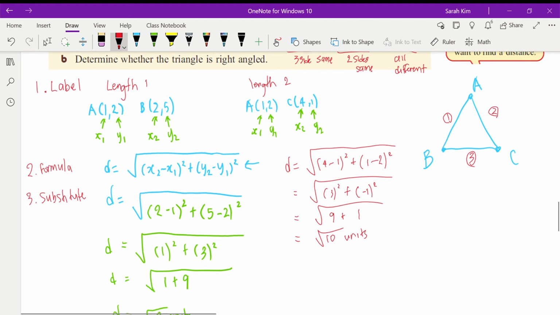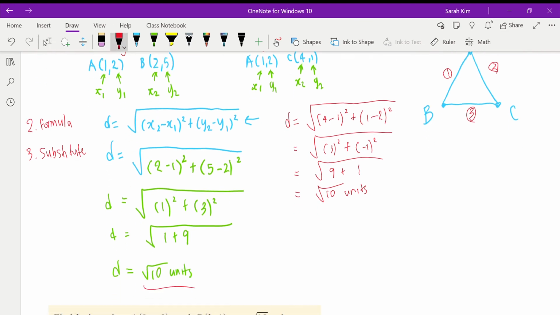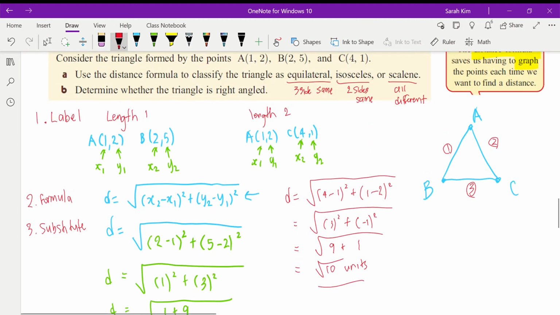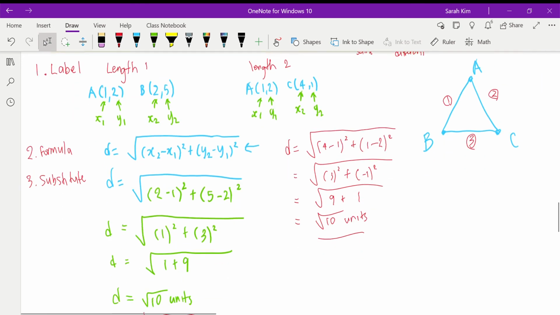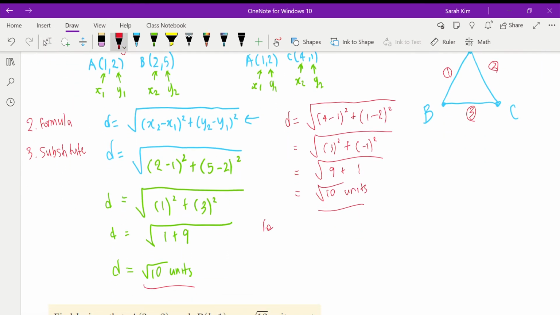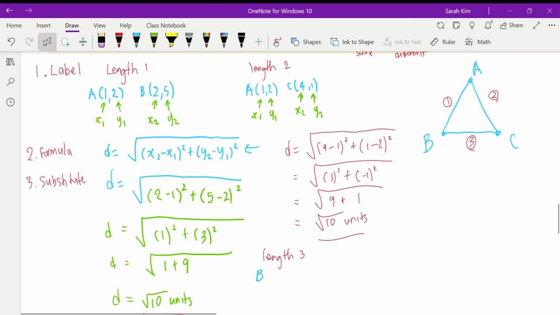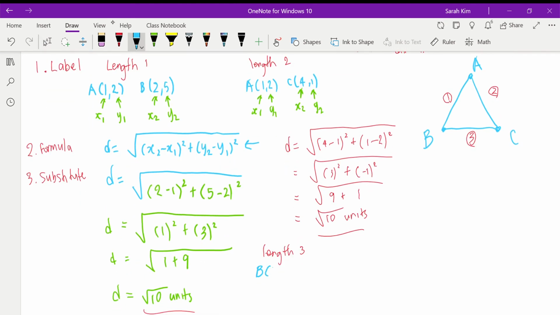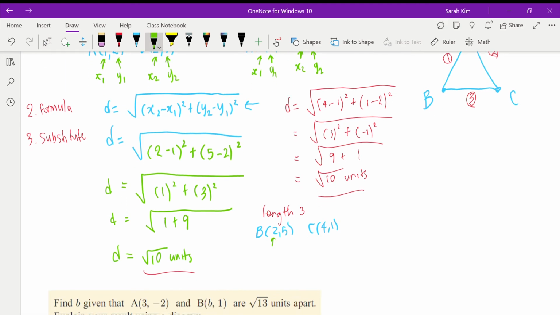Well, have a look. So this one's square root 10 units. That one's also square root 10 units. So we know that at least two sides are already the same. Let's do the last length. Oh no, it's not A and C anymore, we're doing B and C. So I've got to copy the B, which is 2, 5, and C, which is 4, 1. So now I've got to do this last one. It's a bit of a lengthy process, but it's not a hard one.